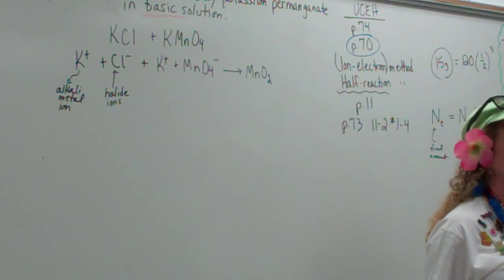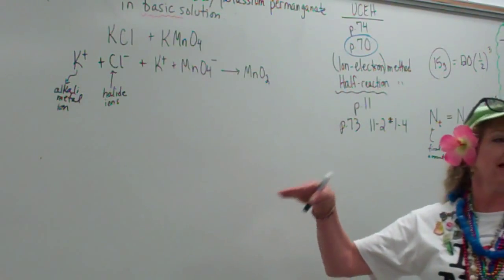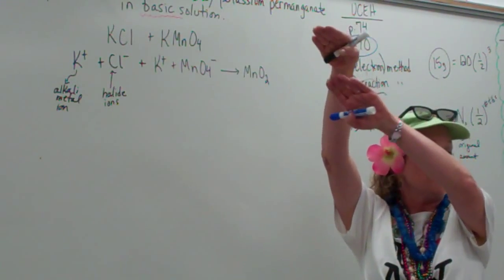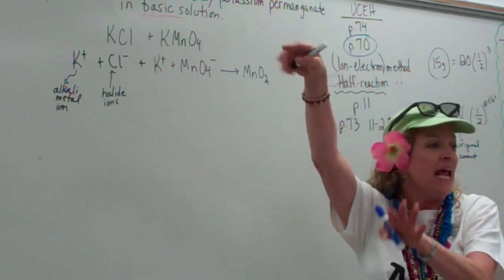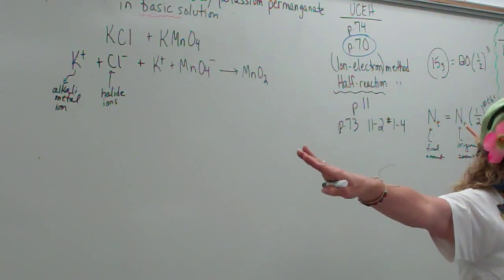Halide. And guess what, guys? Is it on the bottom? Yes. If permanganate was already being reduced, don't we have to have something being oxidized? And that's in the bottom list. Okay, so does everybody see the halide ions? Okay, that's on the reactant side. Look and see what product it forms.